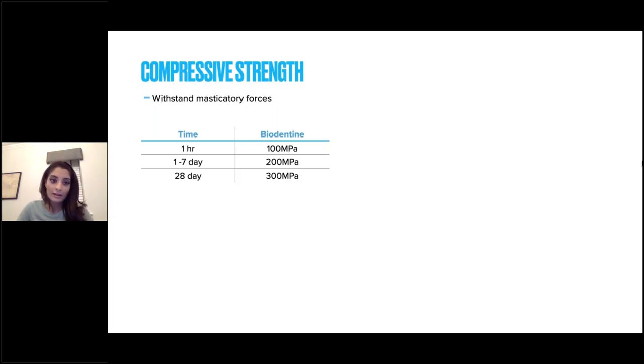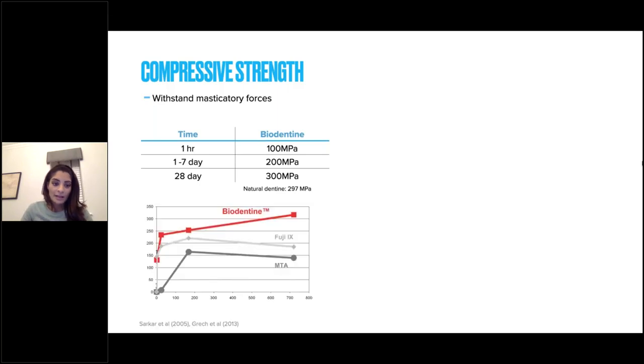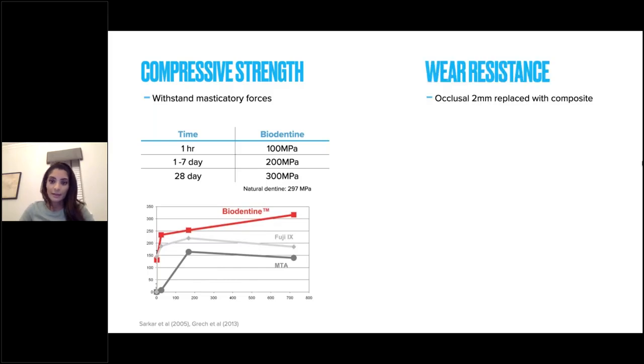After about an hour, the compressive strength of Biodentine is about 100 MPa. After the next 1 to 7 days, that doubles to 200 MPa. And after a month, it's about 300 MPa, which is very similar to natural dentine, which is 297 MPa. So it can be used in a bulk placement to replace dentine. And you can see the compressive strength is a lot better than, for example, MTA or GIC.